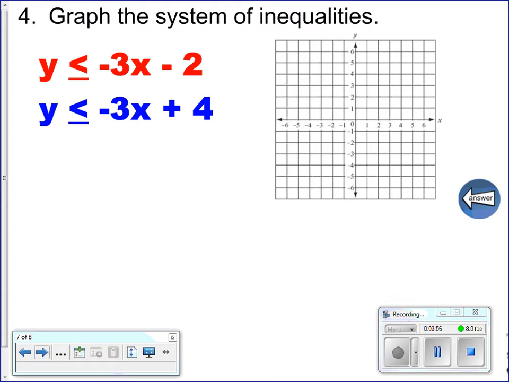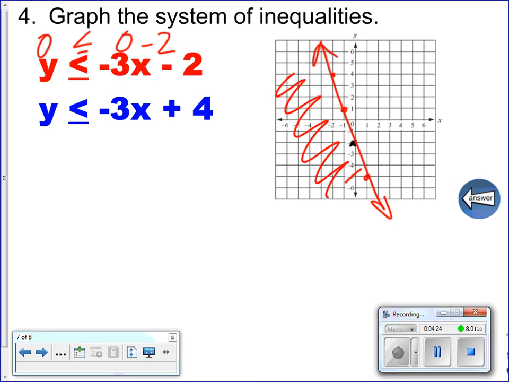All right, graph the system of inequalities. For the first one, we're going to begin at -2 and go down 3, right 1, or up 3, left 1. And this is a solid line. For our shading, is 0 less than or equal to 0 minus 2? 0 is less than -2? No. So our shading is over here.